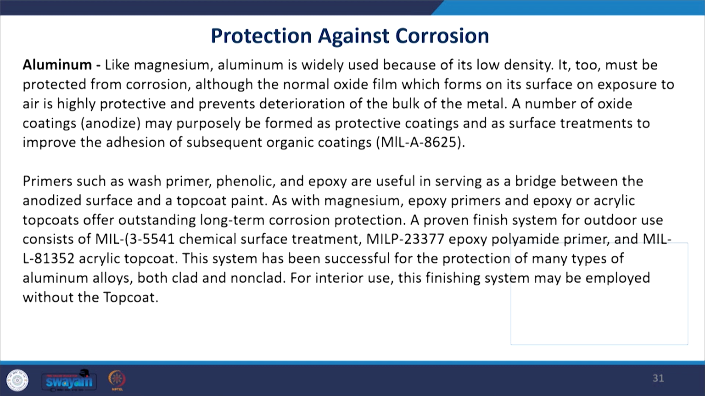Primers such as wash primers and phenolic epoxies are useful in serving as the bridge between the anodized surface and the top coat paint. As with magnesium, epoxy primers and epoxy or acrylic top coats give outstanding long-term corrosion protection. So, this can be used.